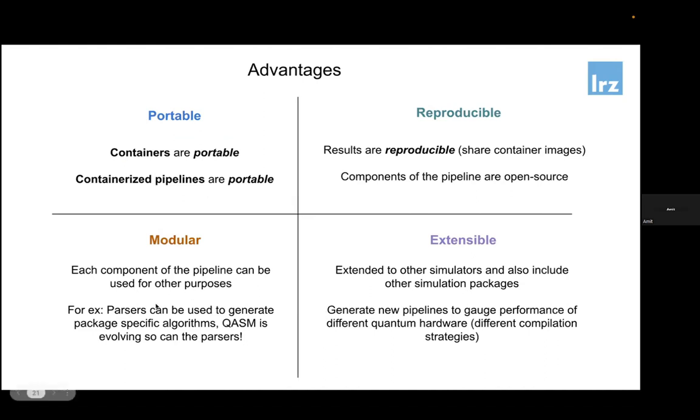The parsers that we have implemented that translate the quasim to the package specific instruction set can also be developed with the evolution in quasim, because quasim itself is an intermediate representation, and it in itself is evolving. So we can develop the parser to incorporate the new changes. It is also extensible: we can include other simulation packages, and also integrate this so that we can have a final option to execute some circuits on the quantum hardware as well.